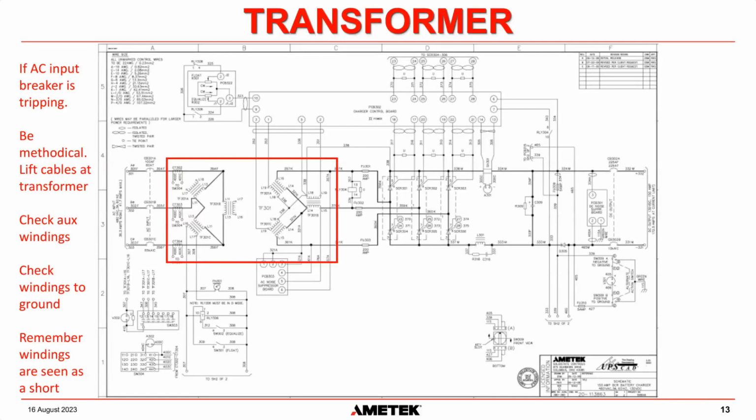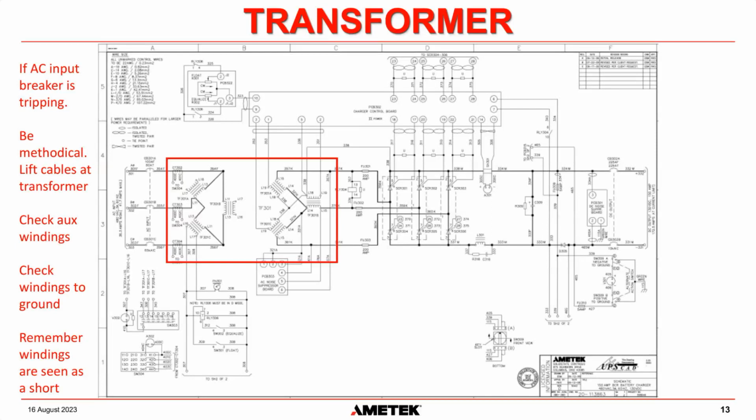So if the AC input breaker is tripping and you lifted the wires on the output side of the breaker and it stopped tripping, then it could be that there is something wrong with the transformer. So you have to be methodical and lift cables at the transformer.